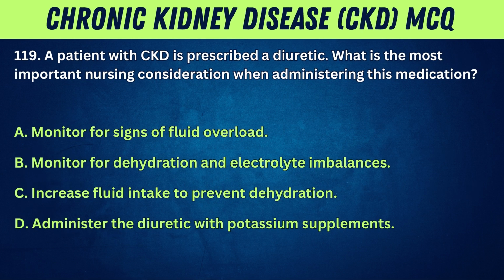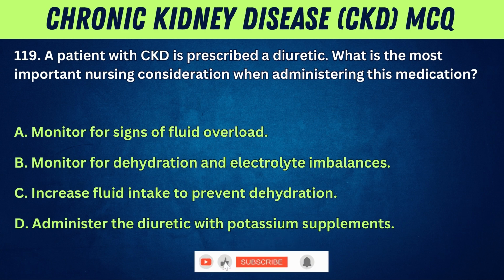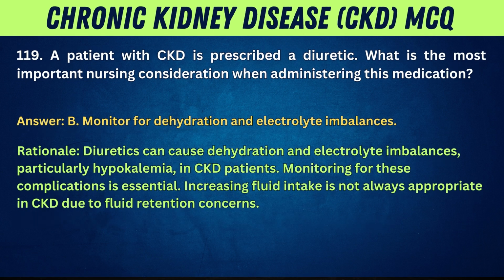119. A patient with CKD is prescribed a diuretic. What is the most important nursing consideration when administering this medication? A. Monitor for signs of fluid overload. B. Monitor for dehydration and electrolyte imbalances. C. Increase fluid intake to prevent dehydration. D. Administer the diuretic with potassium supplements.